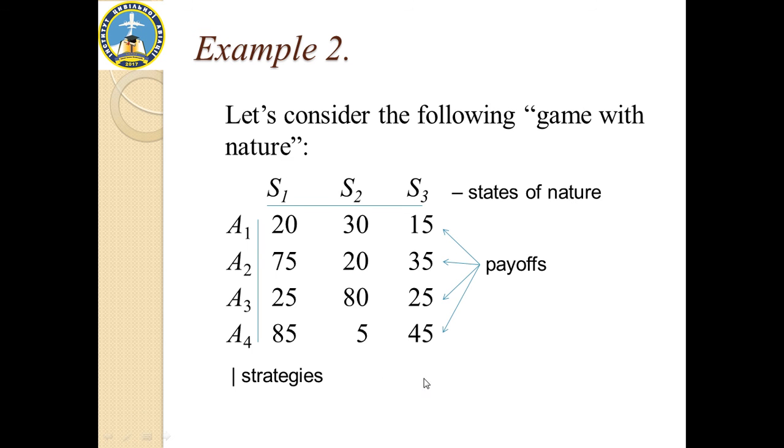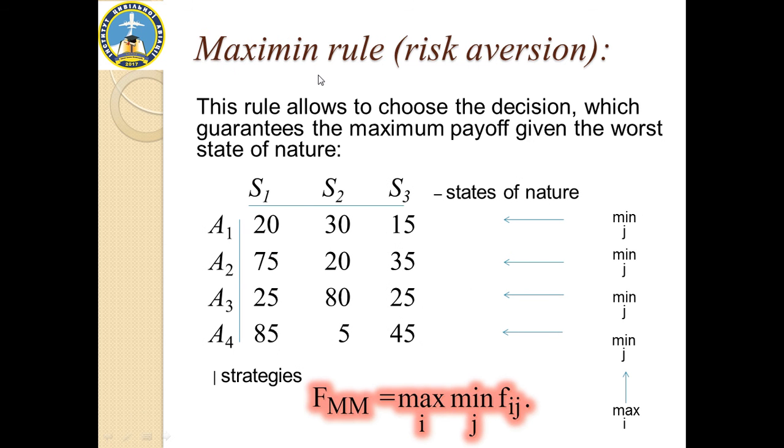Now let's consider this maximin rule, which is the rule to avert any risk. By risk aversion, we mean that we find the option, the decision, which minimizes the risk. This rule allows us to choose the decision which guarantees the maximum payoff, given the worst state of nature. So we maximize our payoff given the worst conditions. So how do we do this?